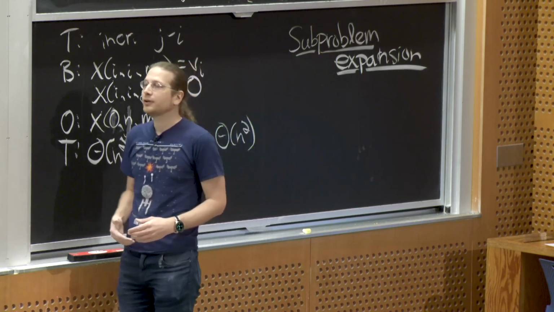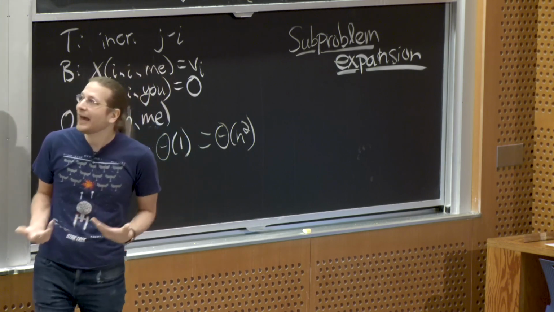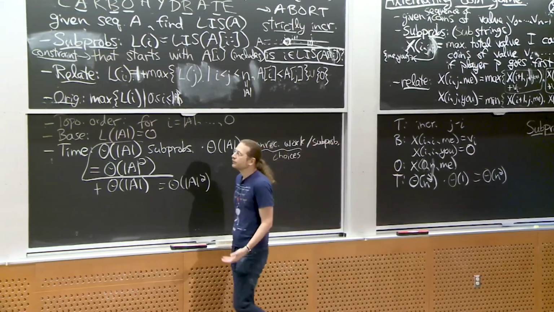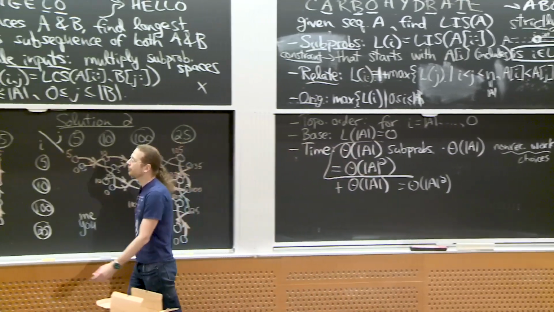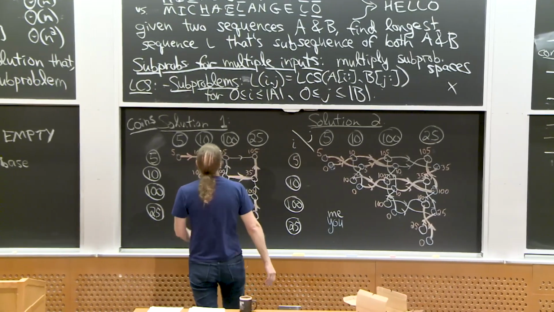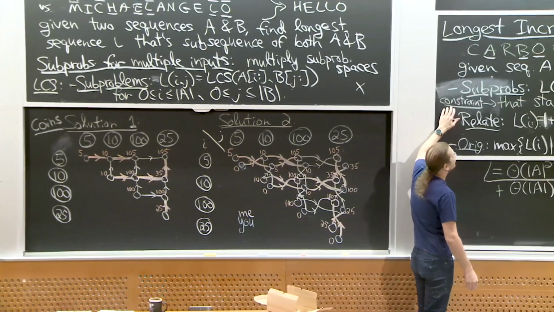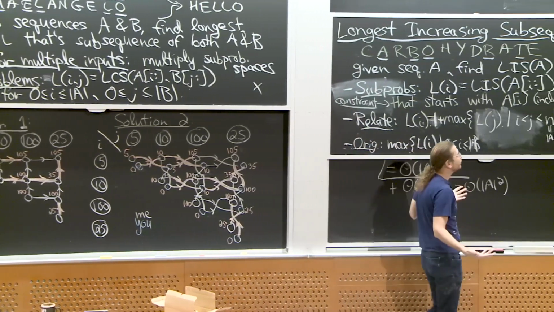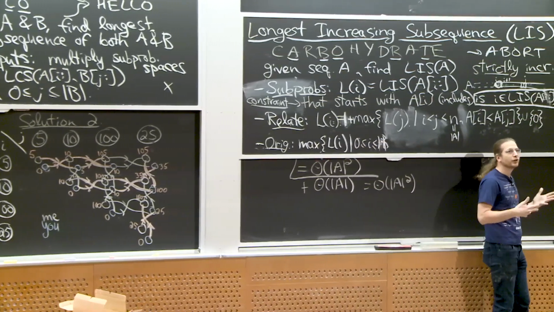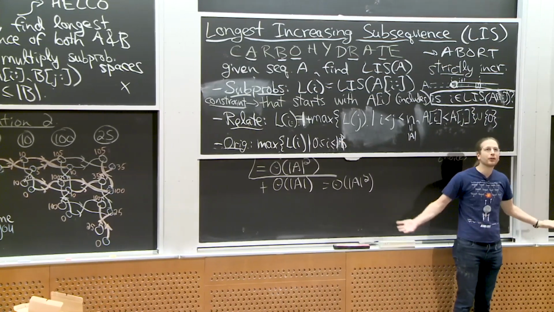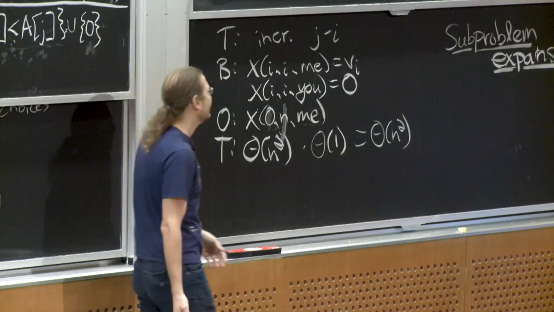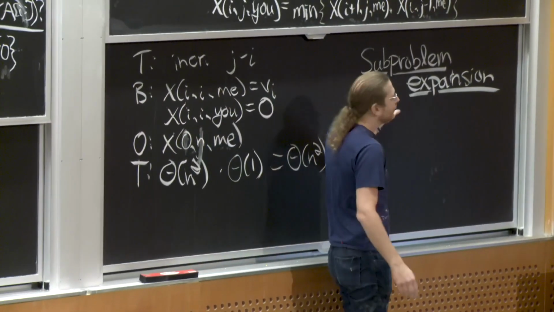And this will let us add more constraints to our subproblems, like we did in longest increasing subsequence. We added this constraint that we start with a particular item. The more subproblems we have, the more constraints we can consider, because we'll just brute force all the possible constraints that could apply. Well, we'll see more of that next time. That's it for today.